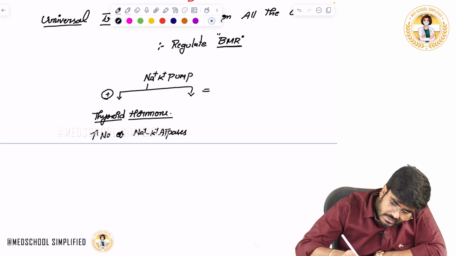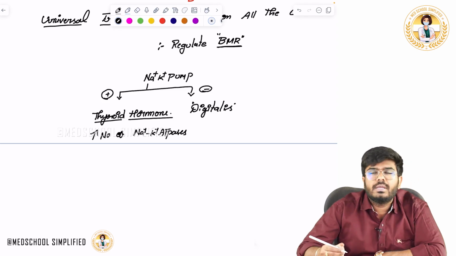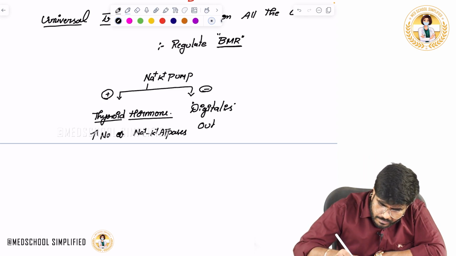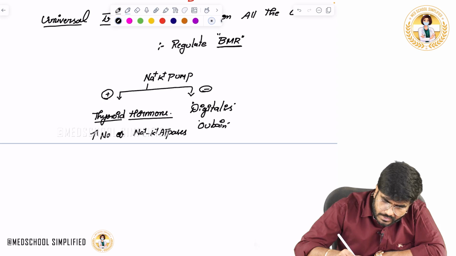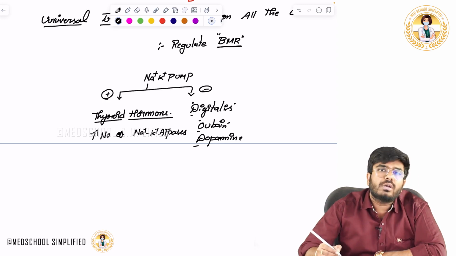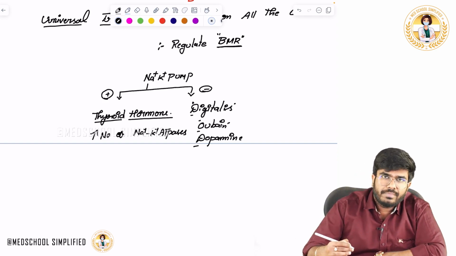And who inhibits the sodium potassium pumps? Drugs called the digitalis group of drugs. Okay, digoxin, digitoxin, cardiac glycosides. They inhibit the sodium potassium ATPases. Digitalis, ouabain, it's also a drug. Dopamine. Okay, simply remember it like DOD. So these three drugs inhibit the sodium potassium pump.